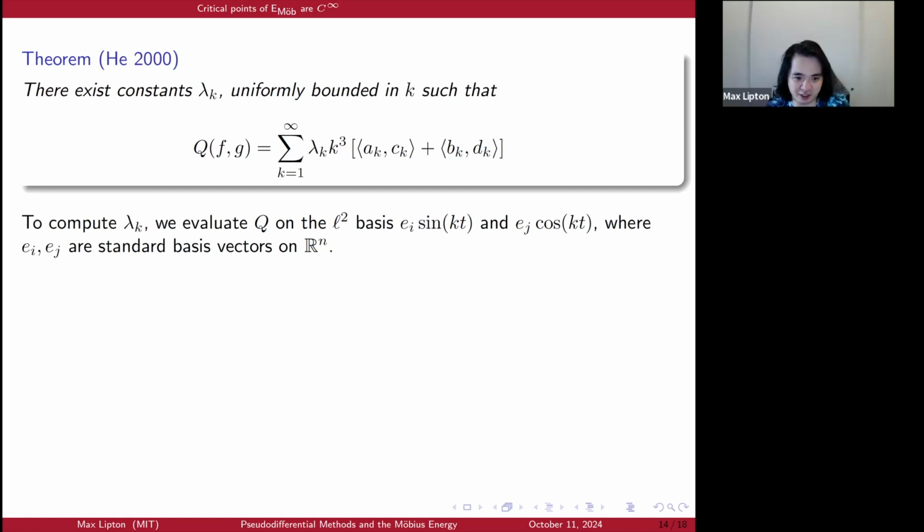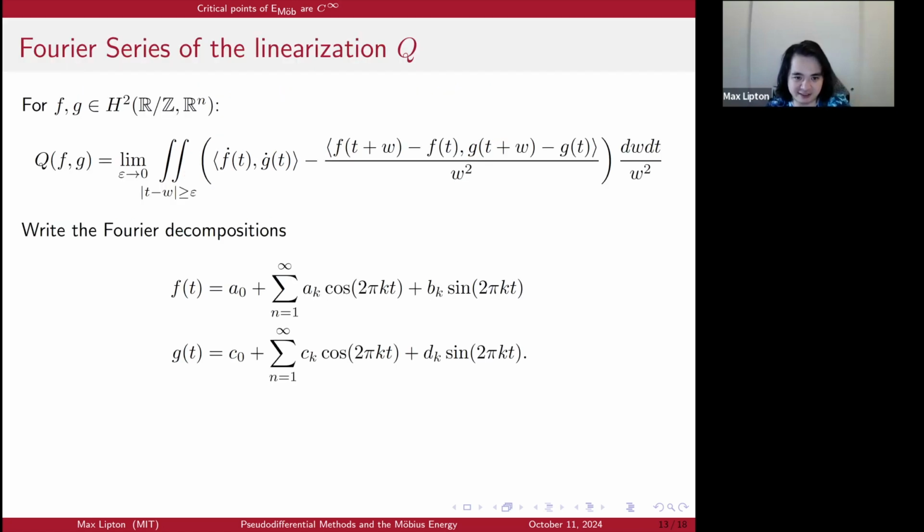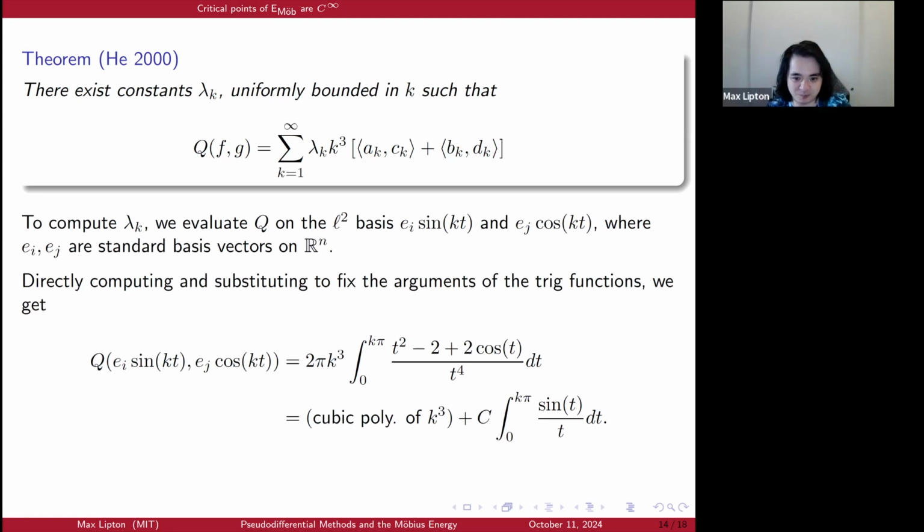E_i and E_j are just arbitrary basis vectors. The i's and the j's don't matter, but the k here does. That's the integer that we're interested in. And if you just go directly into the integral defining Q and substitute all of that in, you will get a trigonometric integral, just taking some liberties with the constants involved.